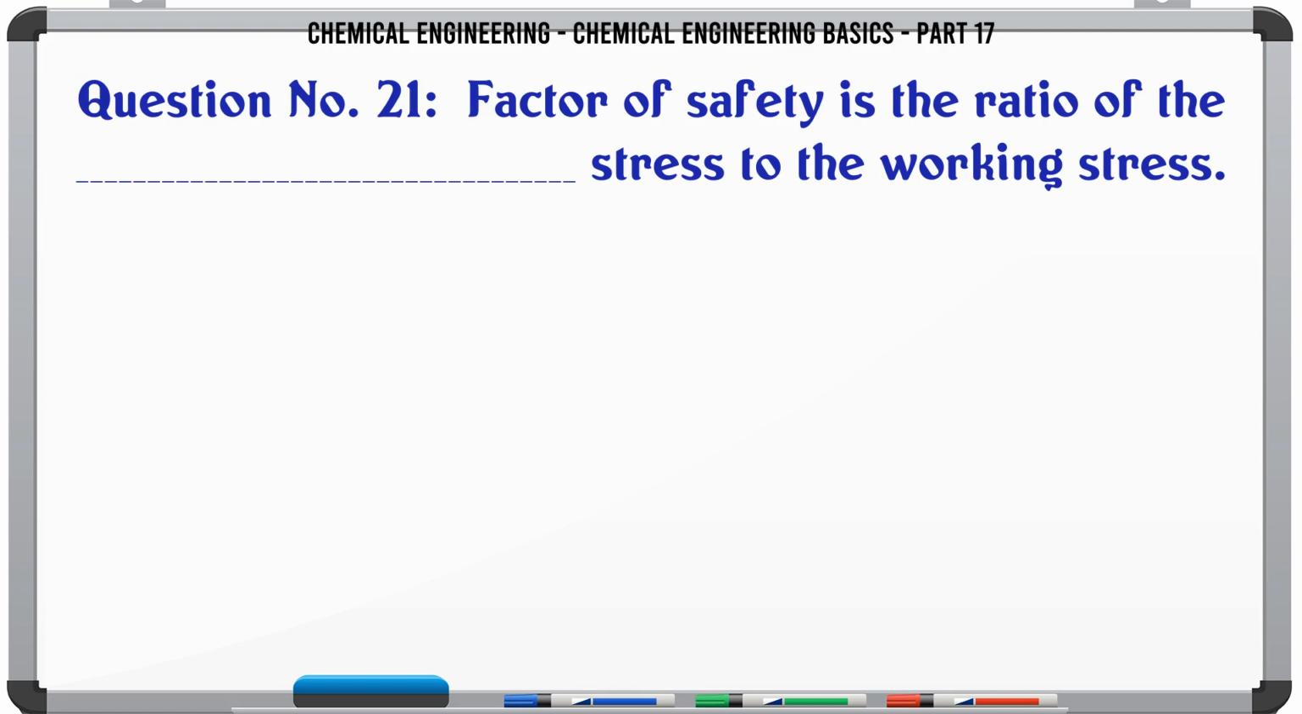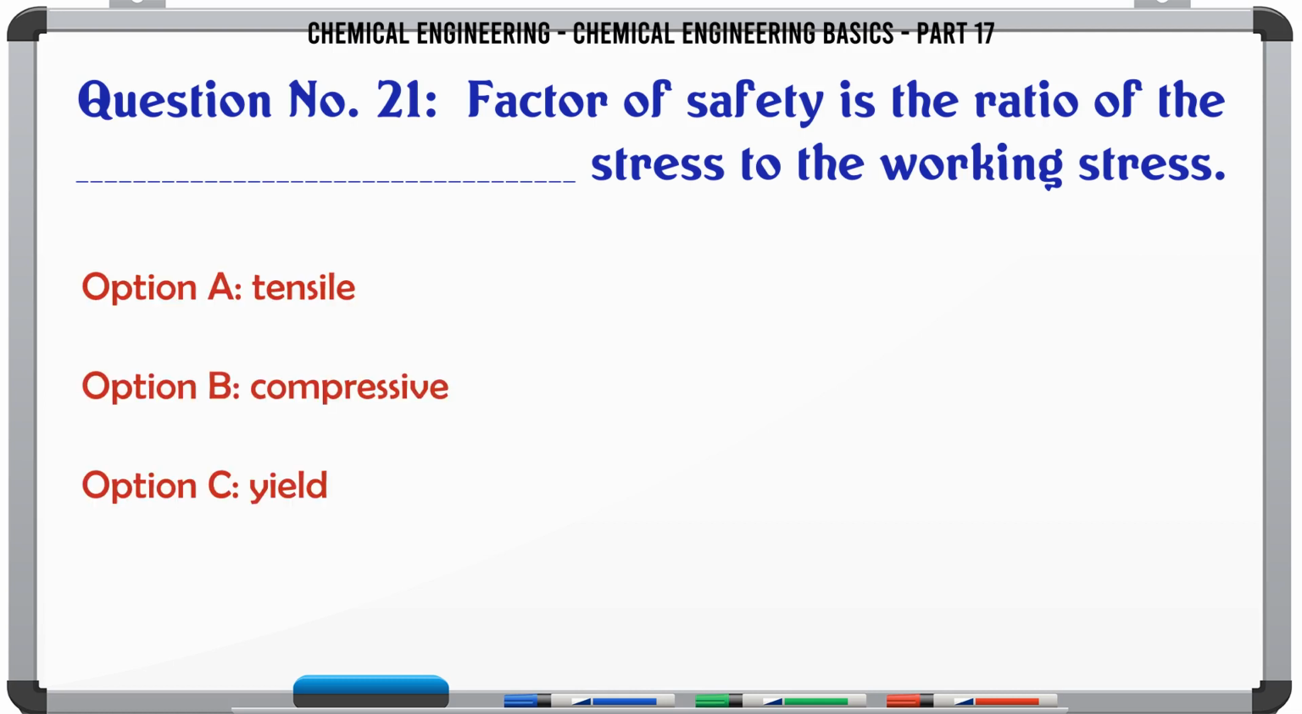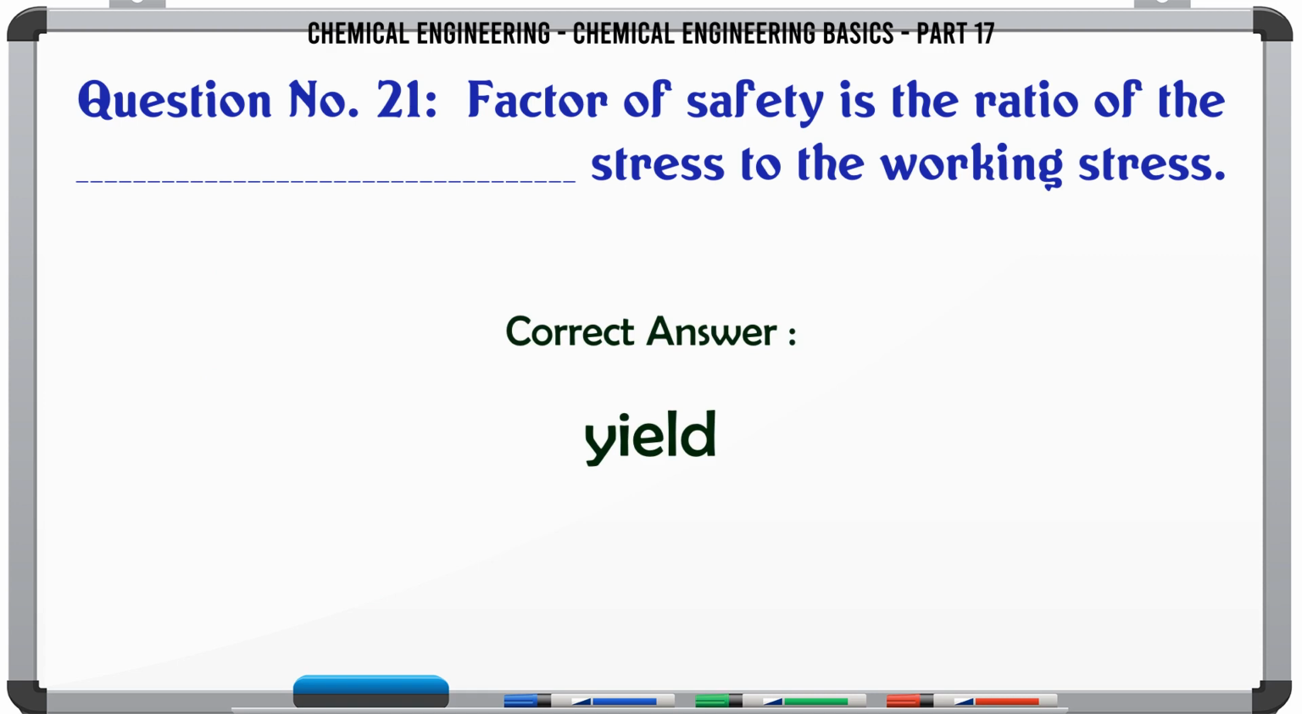Factor of safety is the ratio of the blank stress to the working stress. A. Tensile, B. Compressive, C. Yield, D. Bearing. The correct answer is yield.